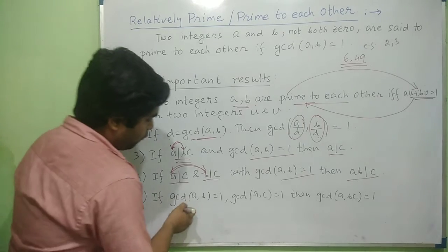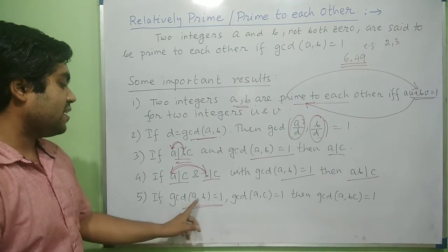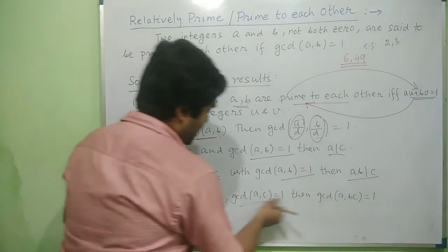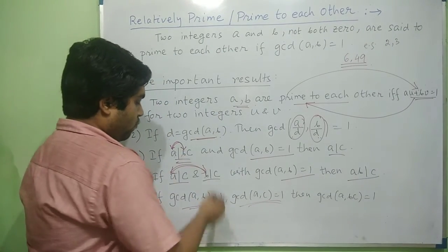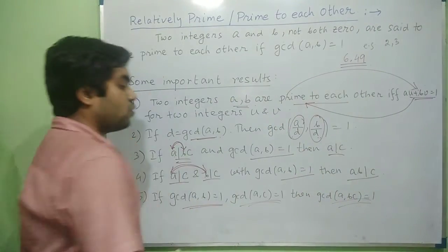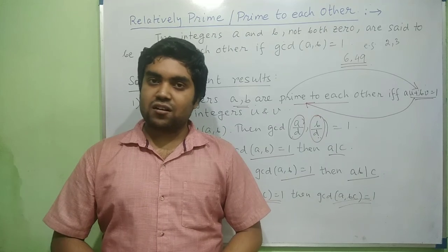Again, if we are given two prime to each other integers, that is GCD of a and b equals 1, and again GCD of a and c equals 1, then from that we can conclude that GCD of a comma bc equals 1, that means a and bc are prime to each other numbers.